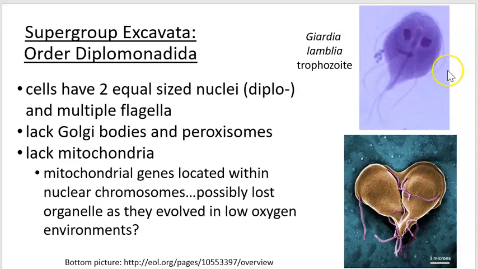The really interesting features when you look at these cells is they actually lack Golgi bodies and peroxisomes. So again, this would be evidence of an ancestral lineage, or maybe they lost these organelles over time. And what's even more amazing is these organisms actually lack mitochondria. And so they think that maybe the mitochondrial DNA actually got moved over into the nucleus, and then the organelle was lost. And these organisms are actually adapted to grow in low oxygen environments.